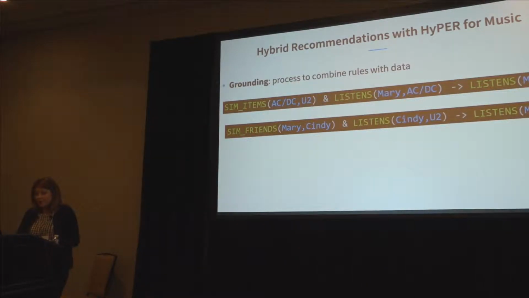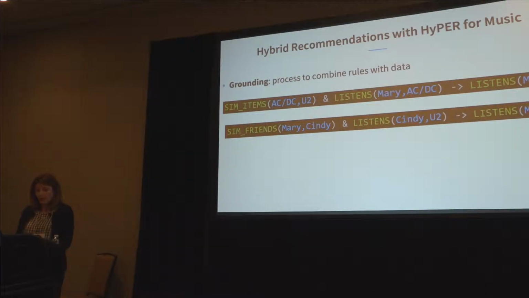When data become available, a process called grounding takes place in order to combine the rules with data. Here we saw an example of groundings for the template rules we just described. For example, in the first ground rule, we know that the artists AC/DC and U2 are similar, and we also know that the user Mary listens to AC/DC. So we may infer that user Mary will also listen to U2.